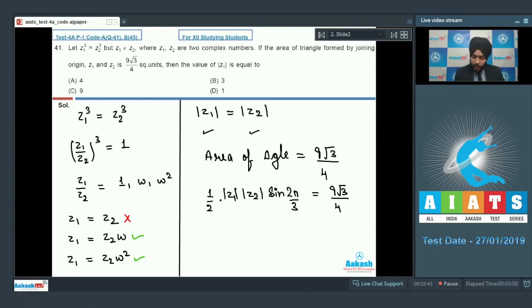So we have modulus of Z1 equal to modulus of Z2. So modulus of Z1 square into root 3 by 4 is equal to 9 root 3 by 4. That means modulus of Z1 square is equal to 9. Modulus of Z1 is equal to 3 simply. Option number B is correct. Okay, so it is a really conceptual problem based on the rotation formula as well as the analysis of cube roots of unity. Okay, let us move on to question number 42.